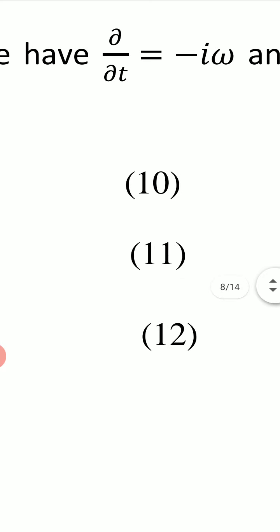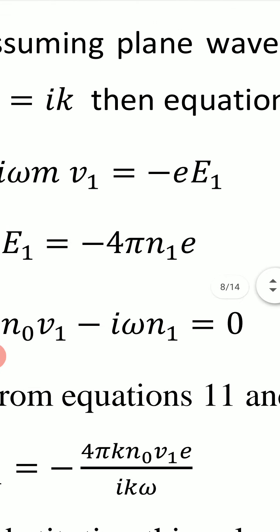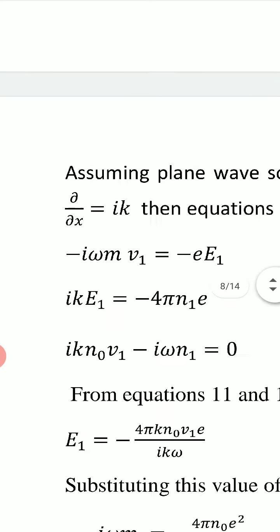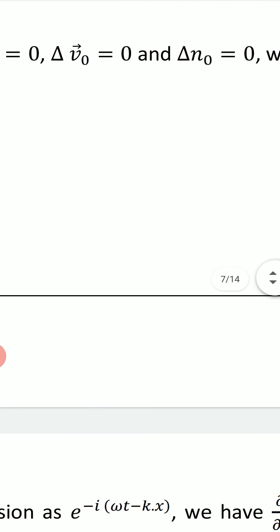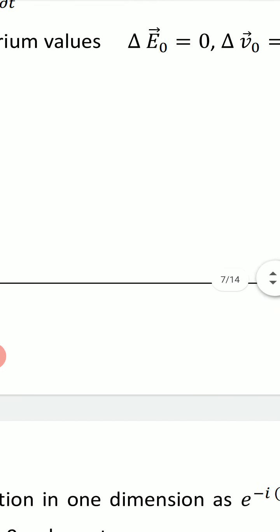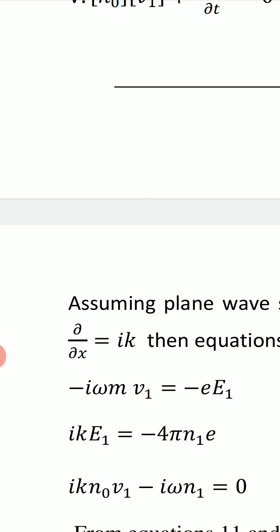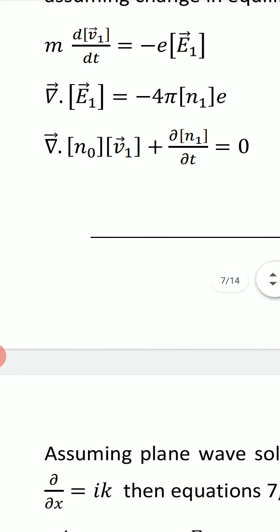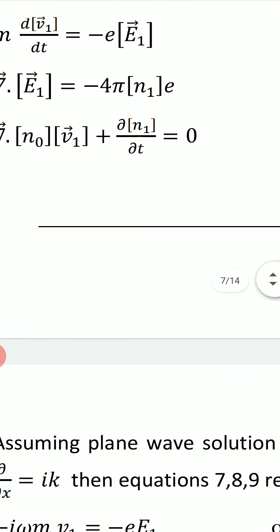So we have delta upon delta t equal to minus i omega and delta upon delta x equal to ik. Substituting these two values in these three equations 7, 8 and 9, we write d upon dt as minus i omega. So equation 7 becomes minus i omega m v1 equal to minus e E1.